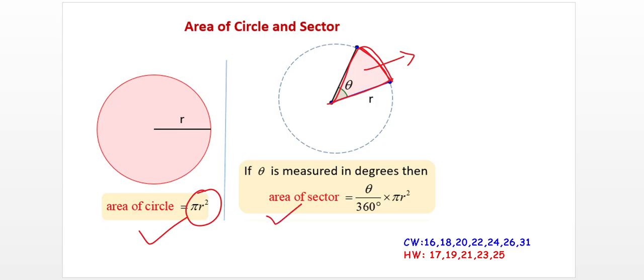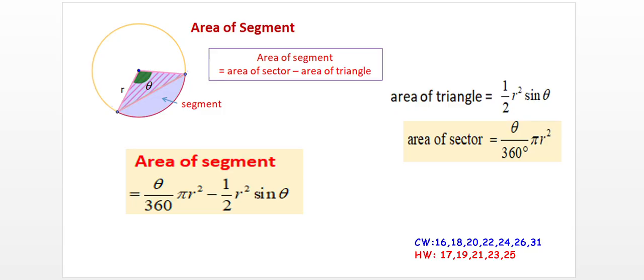We use this formula that says theta over 360. Now, what is theta? Theta will be the angle that will be given here, divided by 360, times pi, times r squared. Whatever the radius is given, you will square it and it will give you the area of the sector.